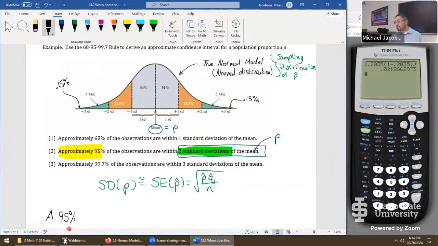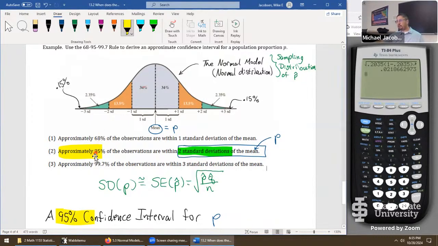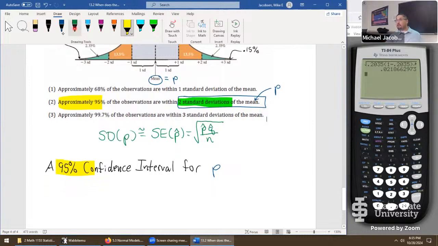A 95% confidence interval for p. That's important to put that p there. That's the unknown, the parameter, the population's proportion of successes. We're going to use that 95% because we're going to approximate with this much accuracy. We're going to go 2 standard deviations away from the mean. So here's how it will go. We take p hat. That's our best guess at the unknown p in the first place.